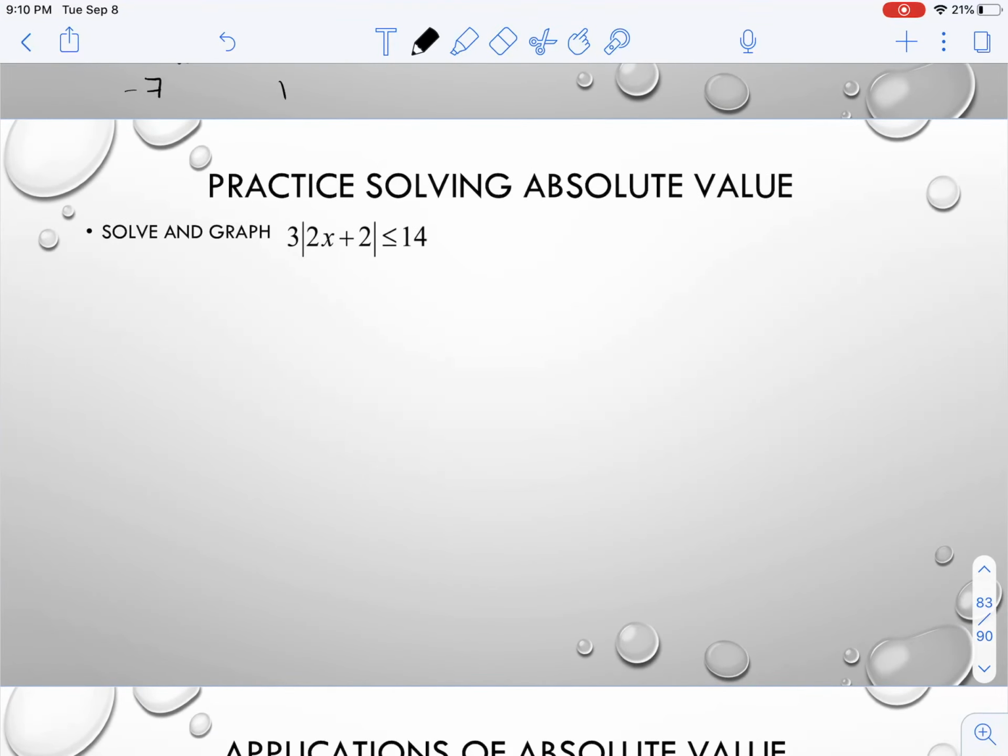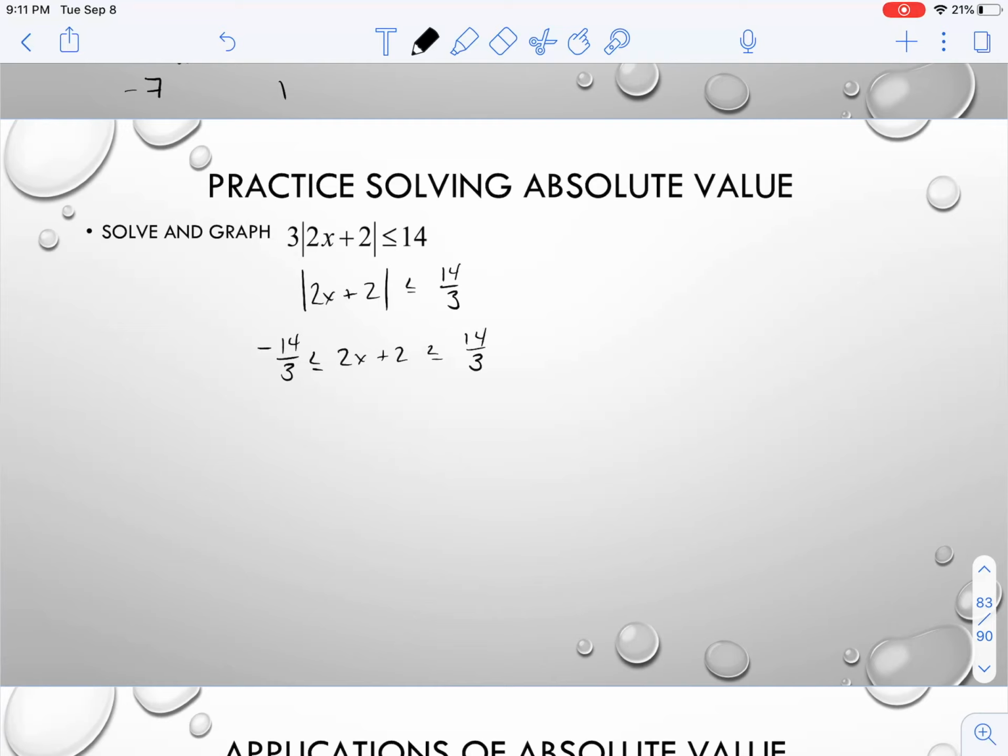Let's do one more. Here I've got 3 times the absolute value of 2x plus 2 less than or equal to 14. So I'm going to isolate my absolute value. I have the absolute value of 2x plus 2 less than or equal to 14 thirds. I want to split this into 2, so I'm going to have -14 thirds less than or equal to 2x plus 2 less than or equal to 14 thirds.